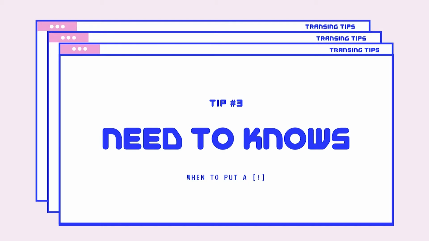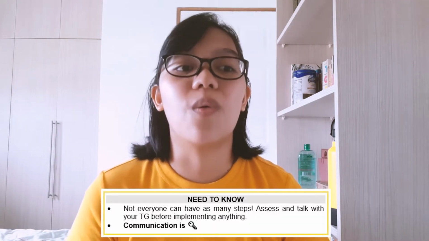note should have. Tip number 3, the need to knows. So similar to reminders, these are the things that everybody needs to know for the exam. There are a few ways on how to highlight that information. One of them could be putting it in bold font. Another could be adding a bracket exclamation point. One of them could be adding a whole need to know box.